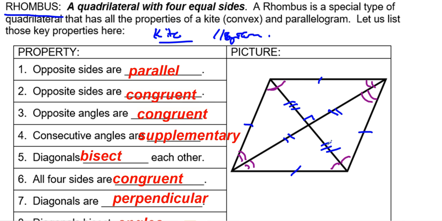So let's run through these properties. Oops, it looks like I have some of that covered up. We'll live. So opposite sides are parallel, parallelogram. Opposite sides are congruent. Opposite angles are congruent, all parallelogram. Consecutive angles are supplementary. Diagonals bisect each other. So this is all the properties of a parallelogram. All four sides are congruent. That's a natural product when you marry a kite to a parallelogram. Diagonals are perpendicular and diagonals bisect opposite angles. You can't quite read that. So lots and lots of properties. And the diagonals intersect at right angles.